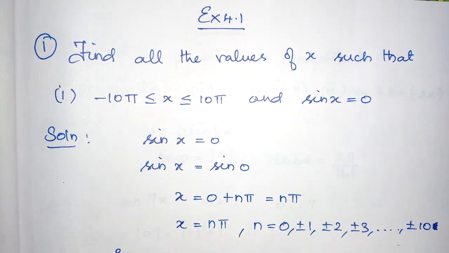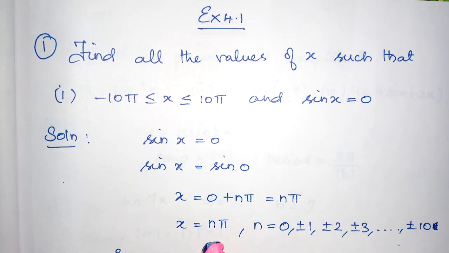And how to make the general solution? See. Sin 0 is 0, then sin pi is also 0, and sin minus pi is also 0. So for a half rotation you are getting the same value. So half rotation is nothing but pi. So in general I can write this as n pi, that is pi, 2 pi, 3 pi, 4 pi, like that. So 0 plus n pi is equal to n pi. So x is equal to n pi.